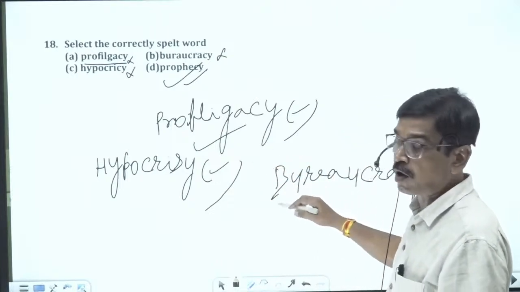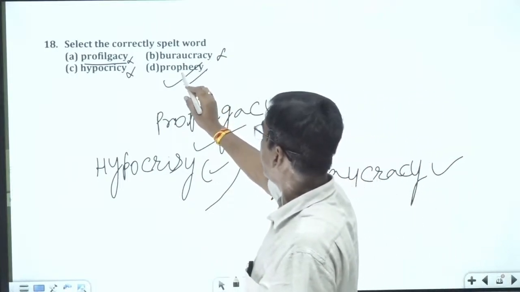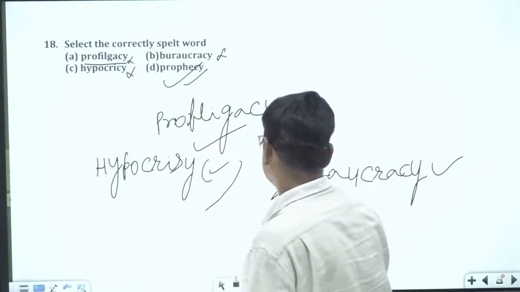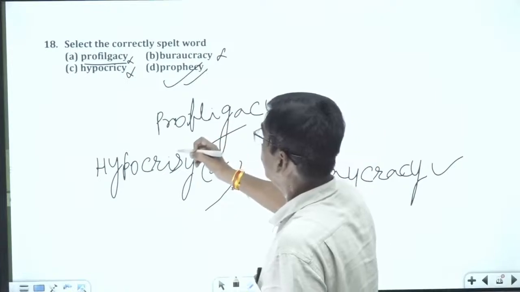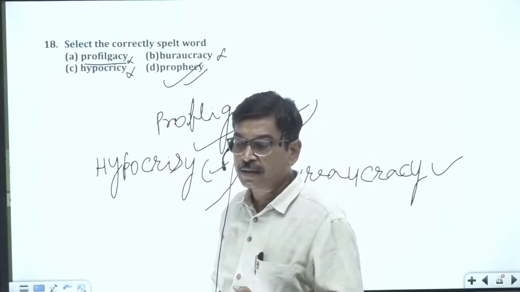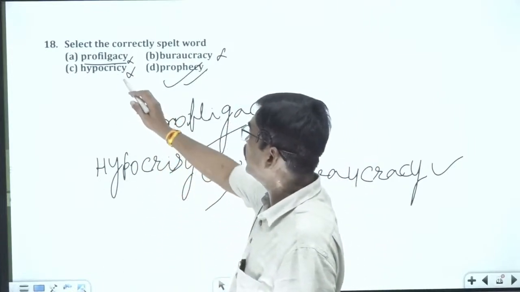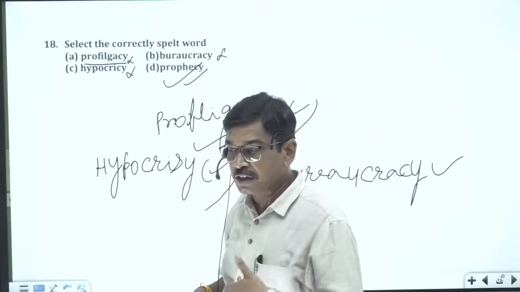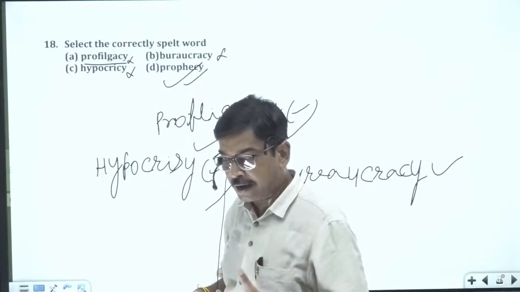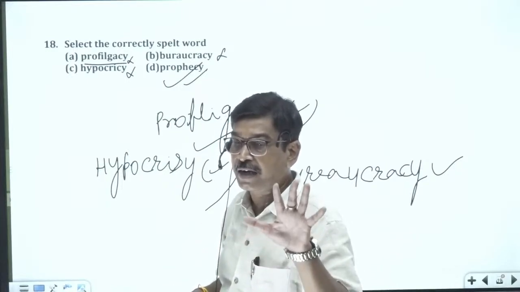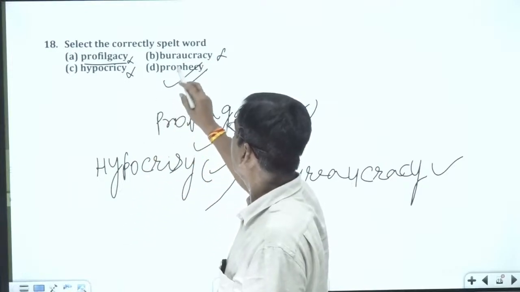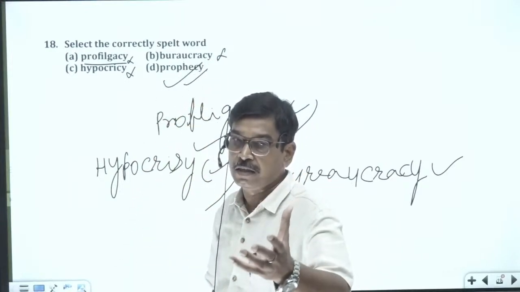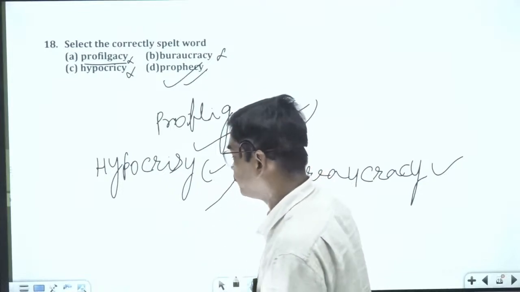But the correct spelling is prophecy. Prophecy is the correct spelling. And what's the meaning? Profligacy, we all know, is extravagance, in abundance. And hypocrisy is trying to appear moral in standards, but not really. Pakhand. Hypocrisy is pakhand. And bureaucracy, naukarshahi. And prophecy is prediction.